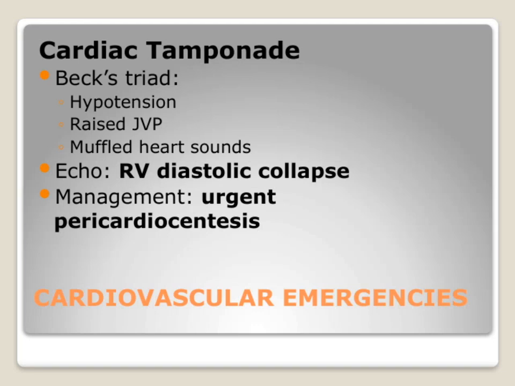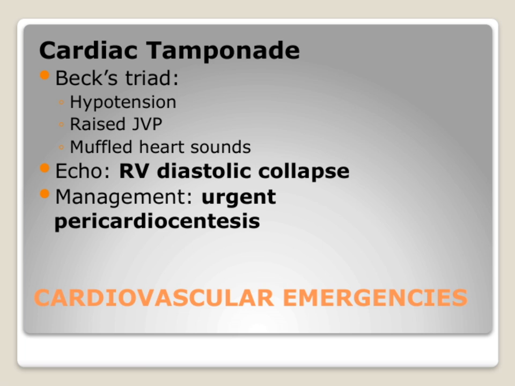Let's talk about cardiac tamponade, a critical cardiovascular emergency. One of the key clinical clues we look for is Beck's triad. This triad includes hypotension, which occurs due to the decreased cardiac output, raised jugular venous pressure, or JVP, because of impaired venous return, and muffled heart sounds, which happen because the fluid around the heart dampens the sound.